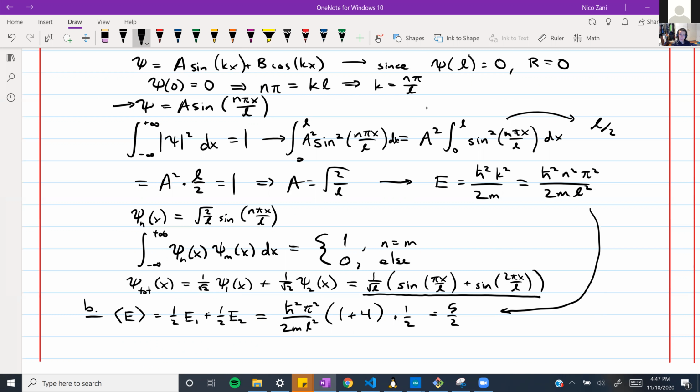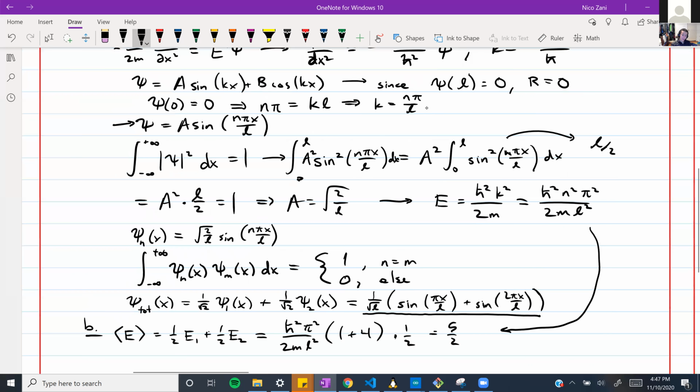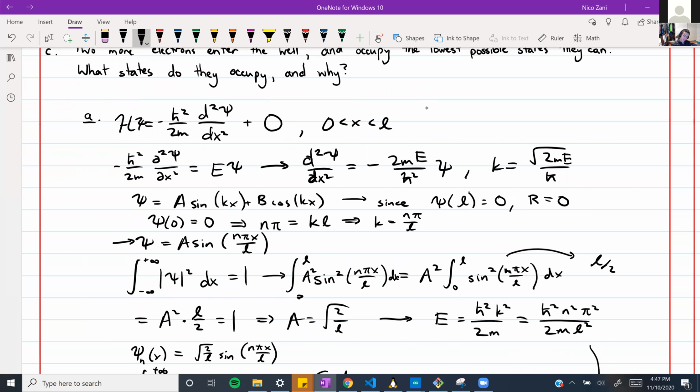Okay, and that's the average energy, right? What we call the expected energy of the particle. When you take the energy operator and you apply it to this state, that's what you get. But that is different than what the measured energy would be.